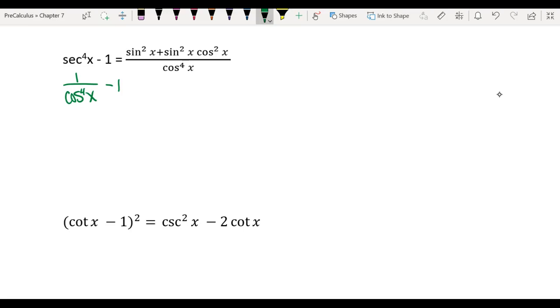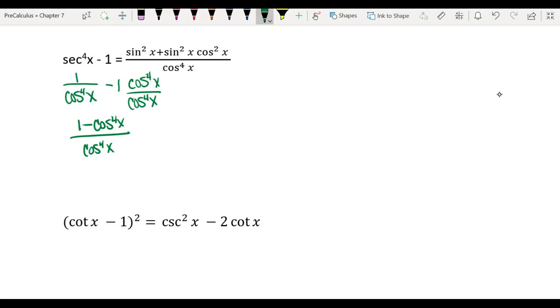So next, what do we have to multiply that minus 1 by? Cosine to the fourth of x, right? So we have to multiply this by cosine to the fourth of x over cosine to the fourth of x. So what that gets us is 1 minus cosine to the fourth of x, over cosine to the fourth of x. At this point, it's telling me that my bottom is where it needs to be. Do you guys see that? My bottom is what I want it to be. Now, we just have to get the top.